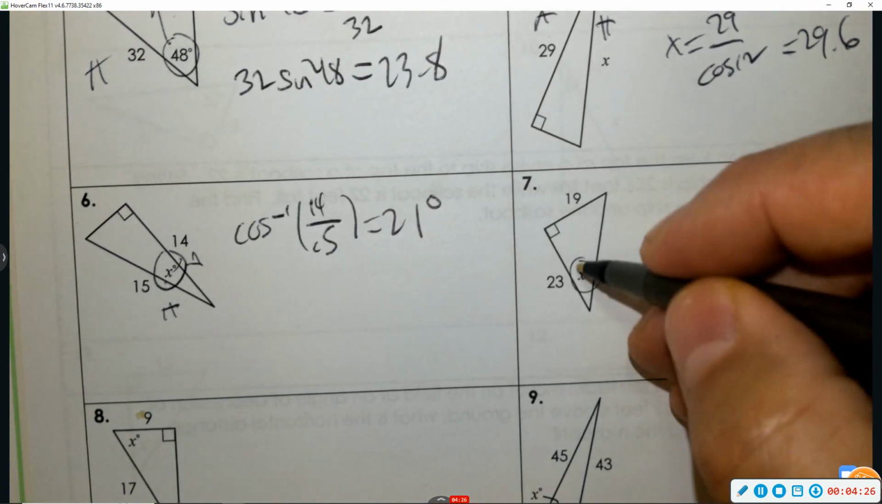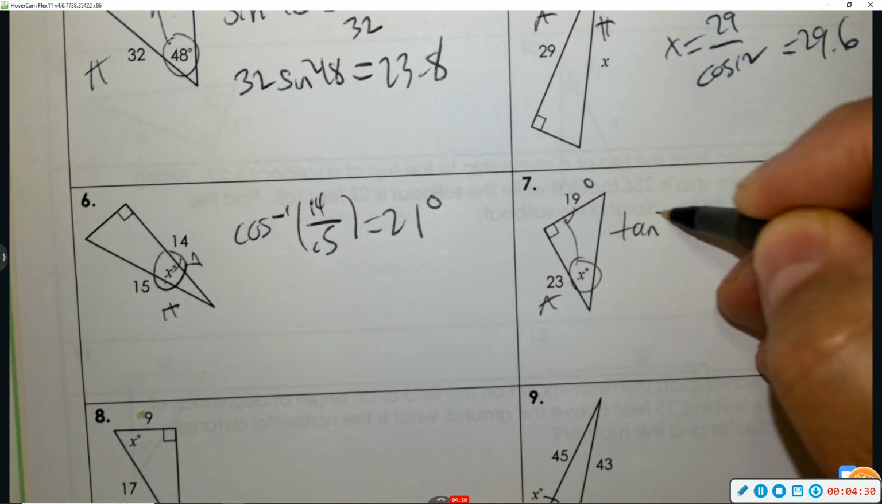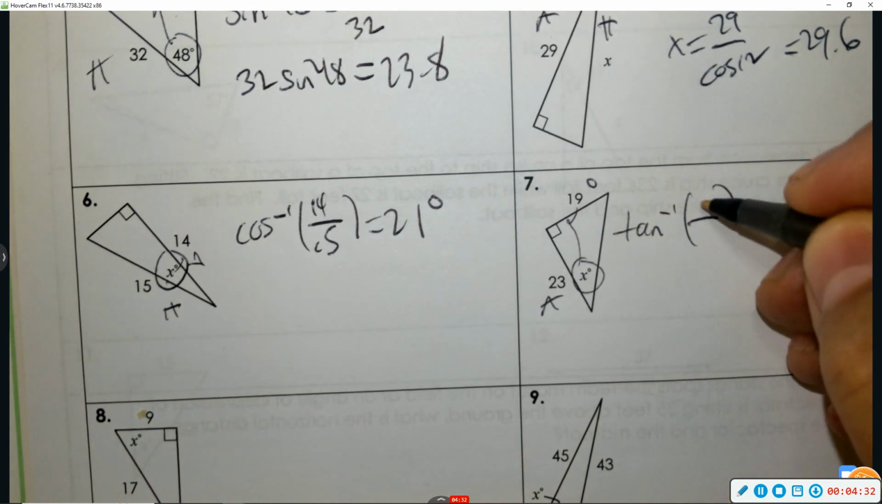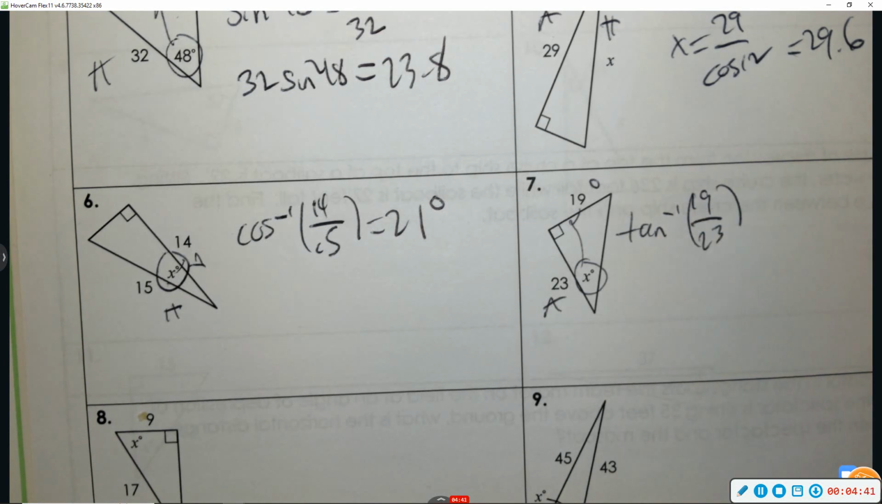Again, circle the angle, opposite and adjacent. So it's going to be inverse tangent for that angle. That's 19 over 23. So we go inverse tangent, 19 over 23. That angle is 39.6.